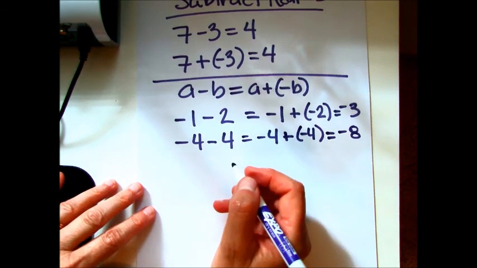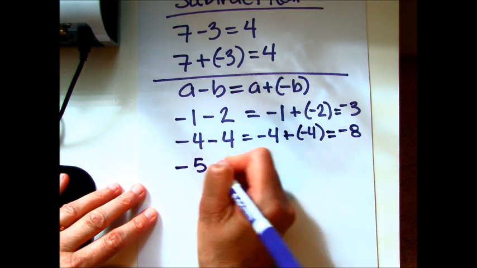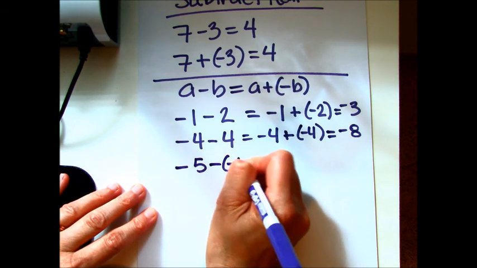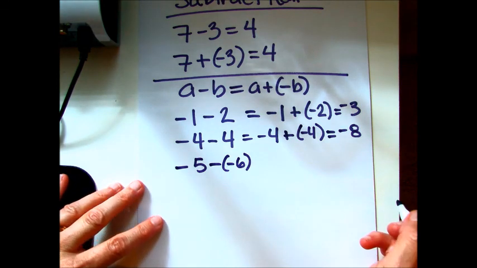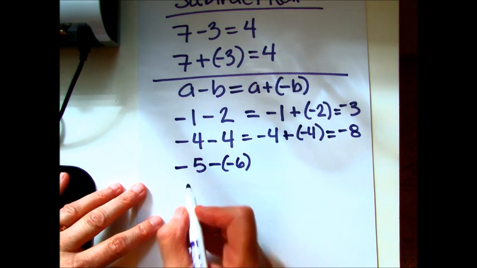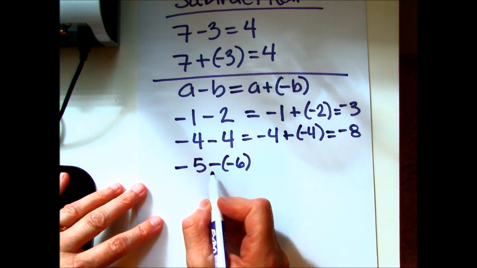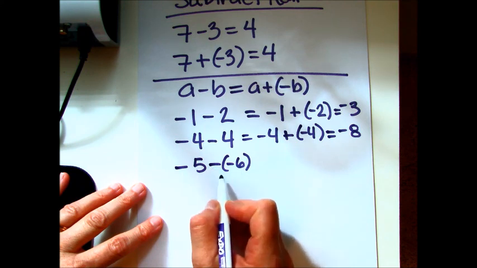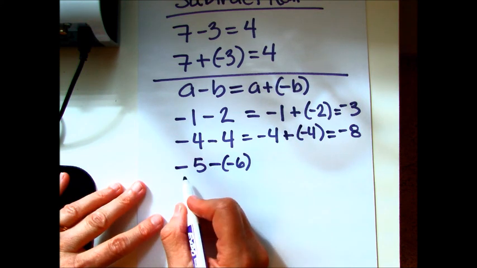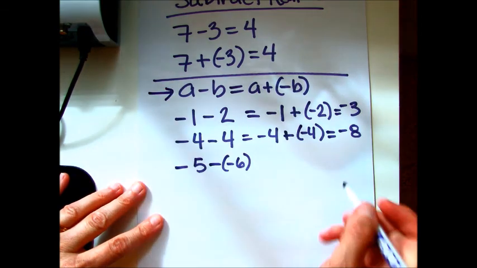Let's do a couple of different ones. Let's say we have 5 minus a negative 6. Okay, notice we've got lots of negatives and subtract. And you might have remembered that this would be like an opposite. You could say the opposite of 6. But let's go ahead and just rewrite it using this little formula here.